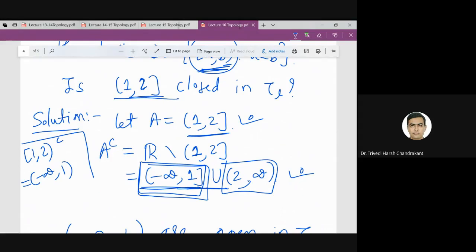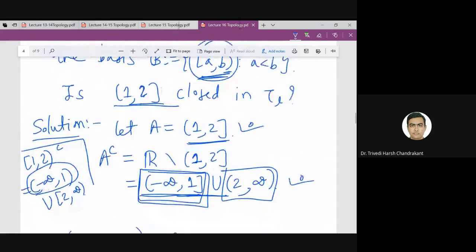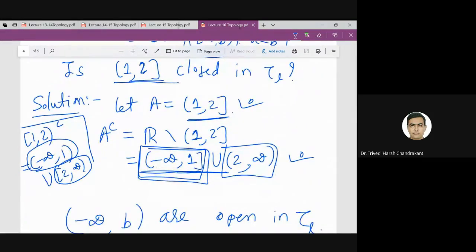This will be minus infinity to 1 union 2 to infinity. Both are open sets. So yes, this is also an open set, and this set also we can write as a union of basis elements. So therefore this is open, and therefore closed interval 1 to 2 is closed.